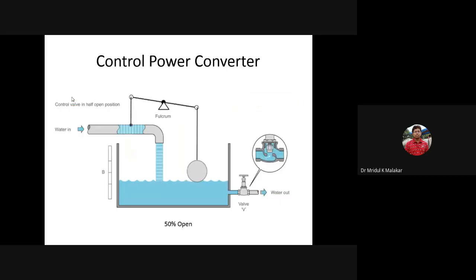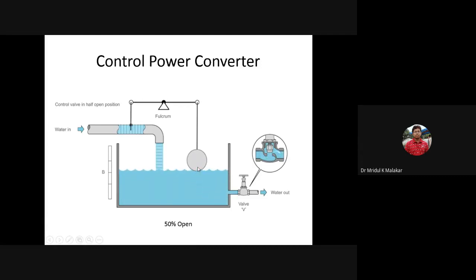So next is now control of the power converter. It is very easy to understand what we have to understand. Some reference we have given here, and suppose we want to control the flow of the water. Okay, so the example is, this is one sensor. This sensor is a measuring sensor. It is taking the data.